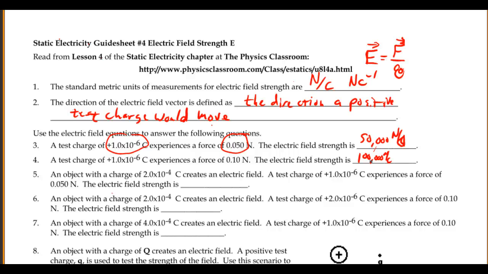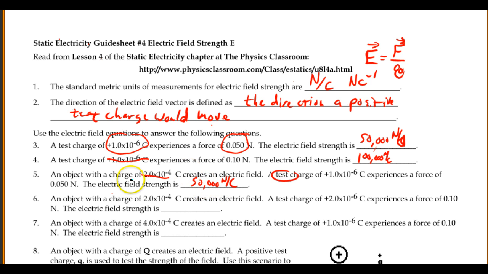Number 5, the object with a charge of 2 times 10 to the negative 4 coulombs creates an electric field. The test charge of 1.0 times 10 to the minus 6 coulombs feels a force of 0.05 newtons. Now, the key there is you don't want to use the charge that creates the field. You want to use the test charge. So the test charge is just force 0.05 divided by charge 1 times 10 to the minus 6, and we're back to 50,000 newtons per coulomb as we were in number 3.